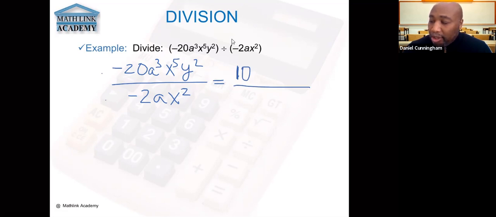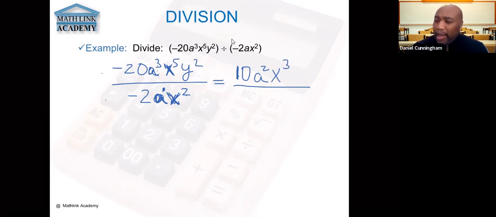Now you look at the a cubed and the a. When you divide, you subtract exponents with the same base. A is the same base. And so you do 3 minus, don't forget there's a 1 down there, 3 minus 1. And so that'd be a squared. You look at the x's next. You got x to the fifth and x squared. Same base is x. When you divide, you subtract the exponents. So 5 minus 2, in this case, is 3.